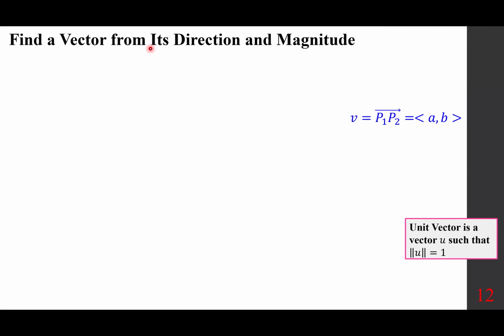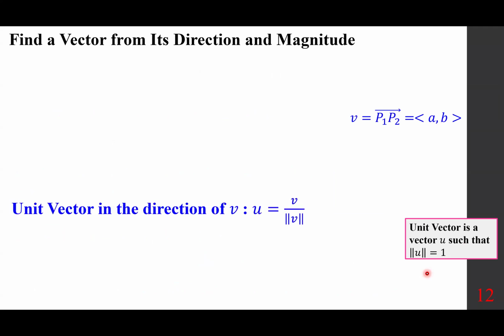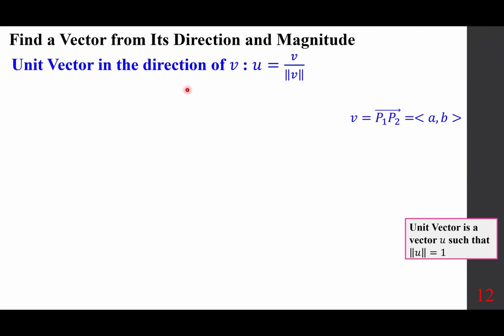Find the vector from its direction and magnitude. Remember a vector P1P2 has components a and b. A unit vector is defined such that the magnitude is 1. So the unit vector in the direction of v, if we have a vector v and we want to find the unit vector in its direction, all we have to do is divide v by its magnitude.